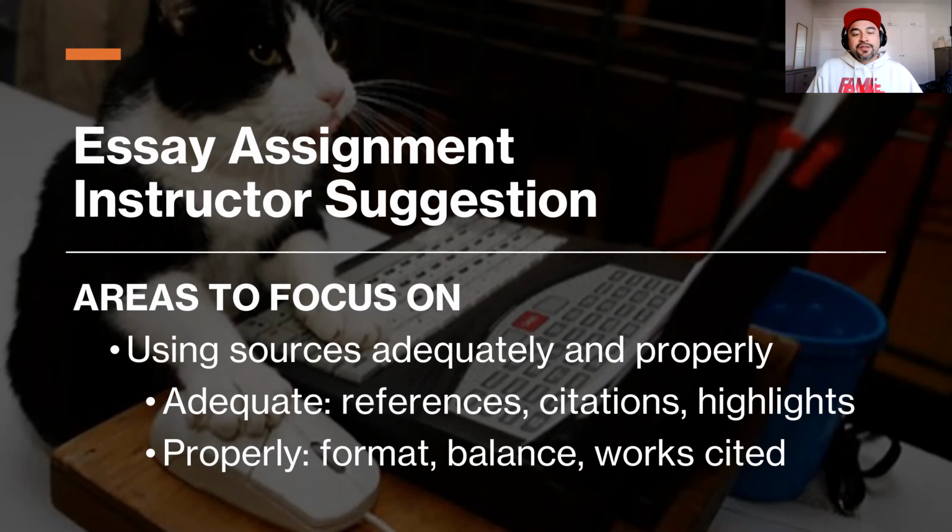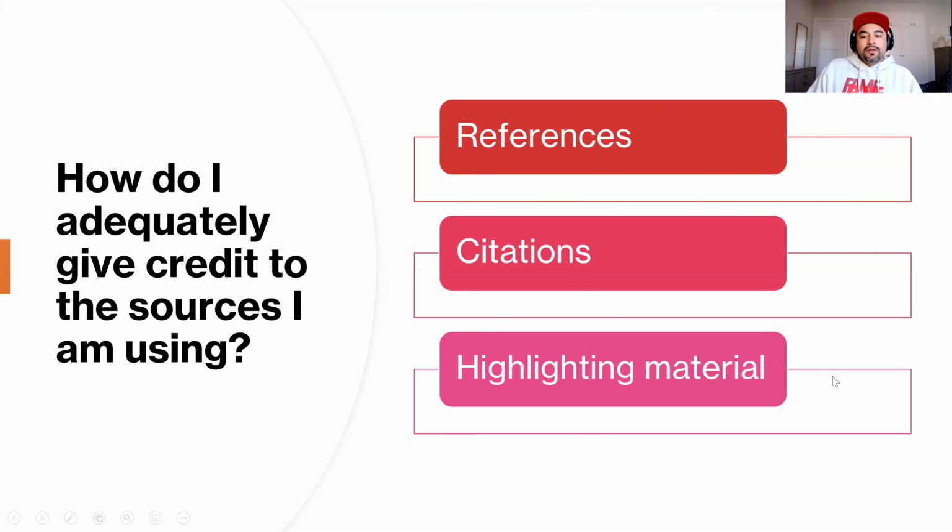Let me talk more specifically about the adequate use and the proper use of that information, the areas to focus on. How do I adequately give credit to the sources I'm using? Anything that we read, anything that we use, any ideas that are not unique to ourselves or not created by us need to somehow be referenced.